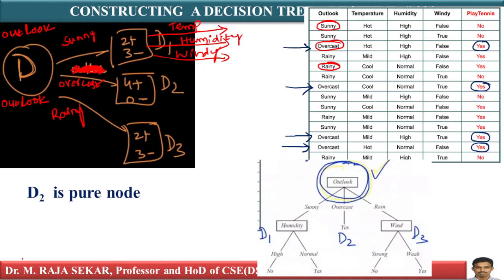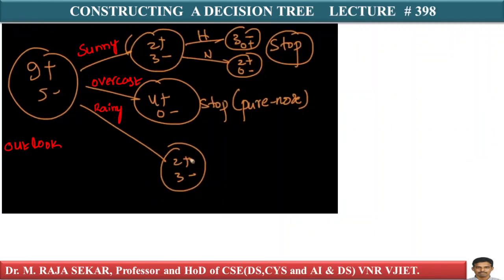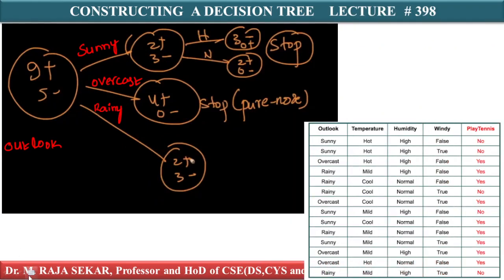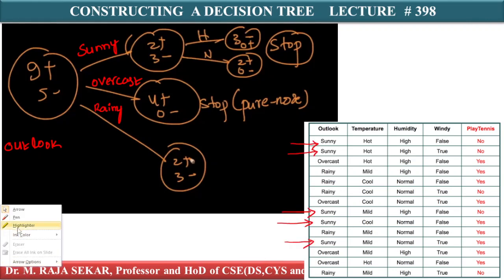Now, if you break it by humidity, why? Because I am assuming that the information gain for humidity is more compared to temperature and windy. Let's see what happens if you break it by humidity. Here we have sunny; in sunny rows only you have to check. The features are humidity, temperature, windy, and we realized that humidity gives the higher information gain.